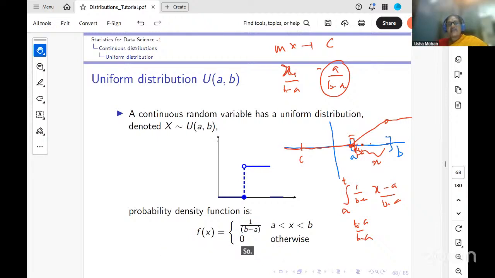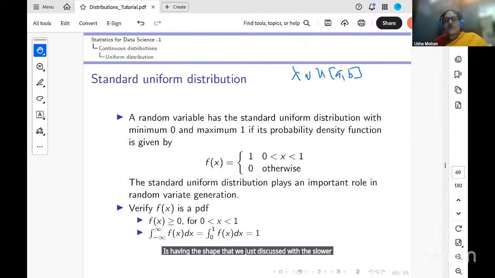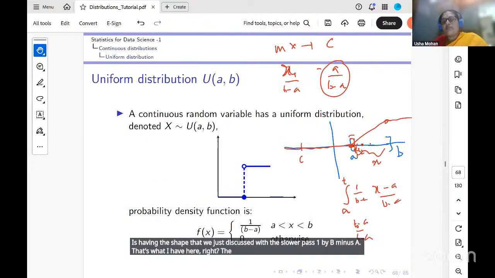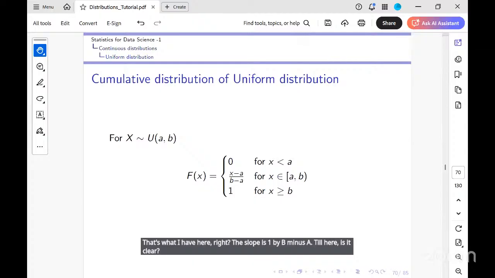So you can see that the cumulative distribution function here has the shape that we just discussed, with the slope as 1 by B minus A. That's what I have here, right? The slope is 1 by B minus A. Till here, is it clear?